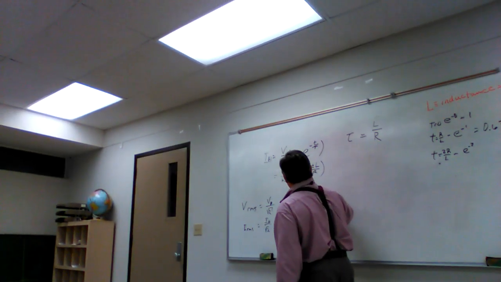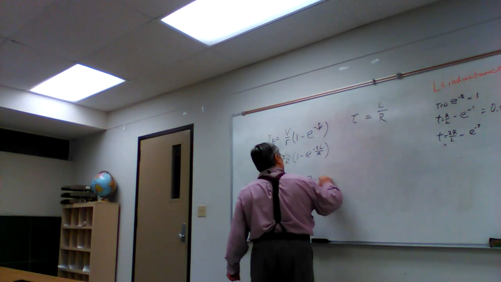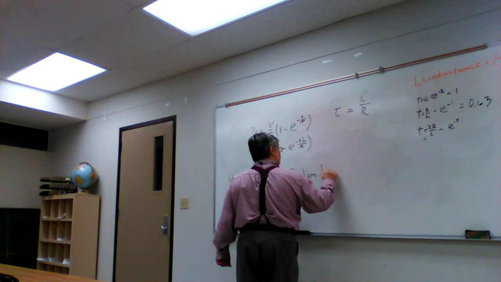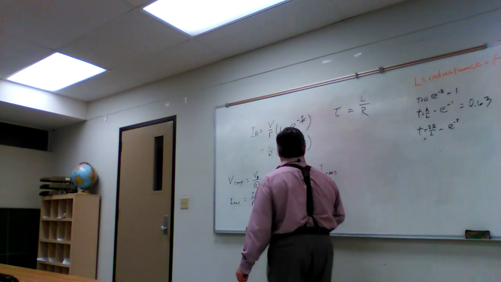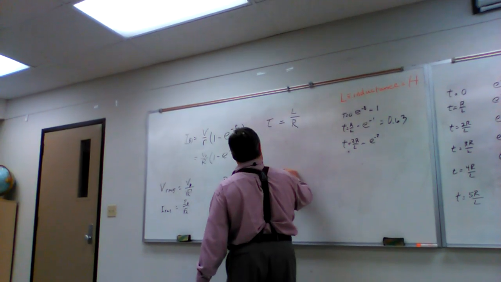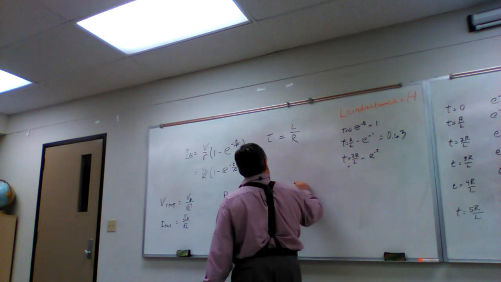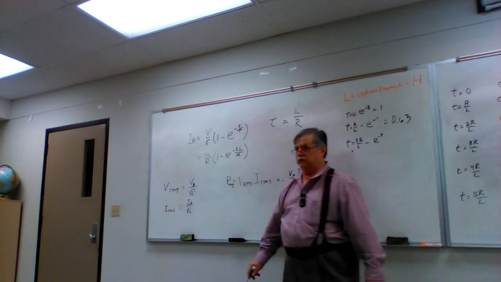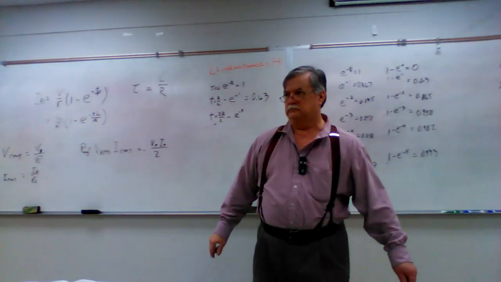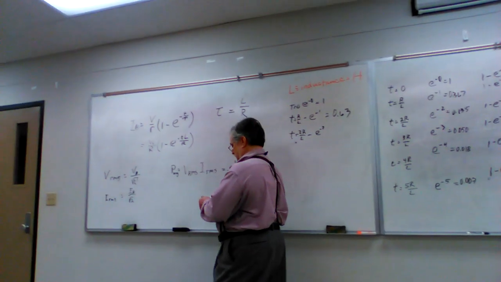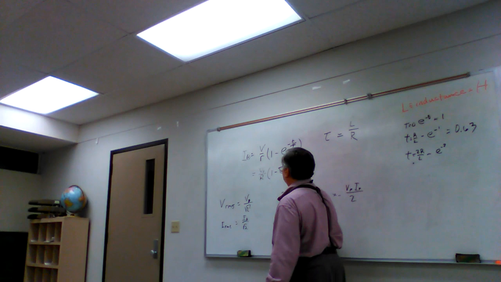Power average is VRMS times IRMS. Okay? Which is peak voltage times peak current divided by the square root of 2 squared. All right.